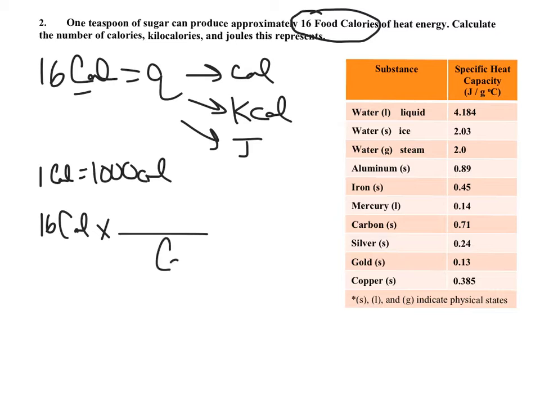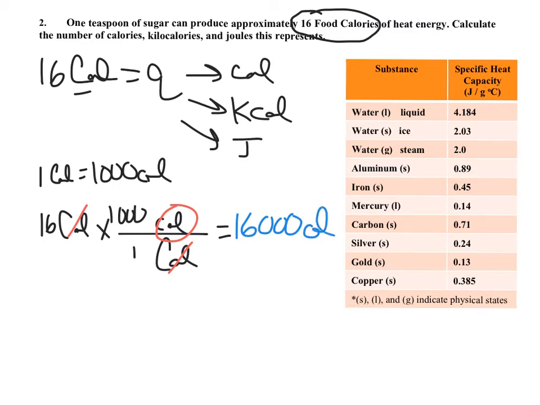I want to get rid of the capital C, food calories, and get into lowercase calories. For every one food calorie, there's 1,000 of the little calories. And the reason I put big calories on the top and bottom was to cancel out, so I'd be left with the units that I'm looking for. In this case, 16 times 1,000 ends up being 16,000 calories.